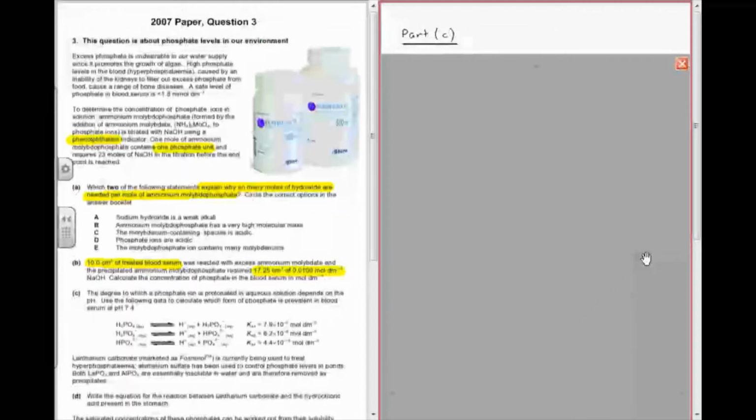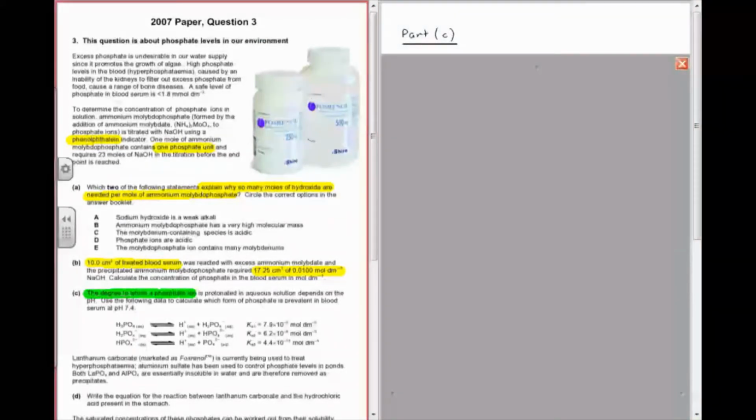Part C of the question introduces you to the fact that the degree to which a phosphate ion is protonated in aqueous solution depends upon the pH of the solution. The question provides the acid dissociation constants for each of the 3 dissociation steps of phosphoric acid and asks you to calculate which form of phosphate is prevalent in blood serum which has a pH of 7.4.